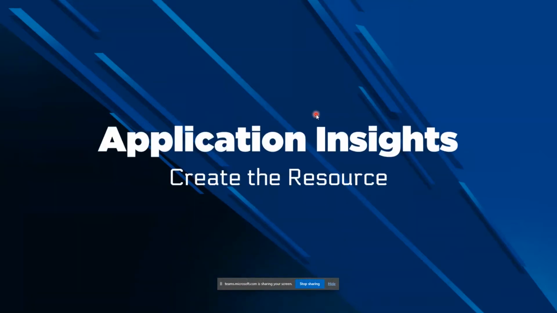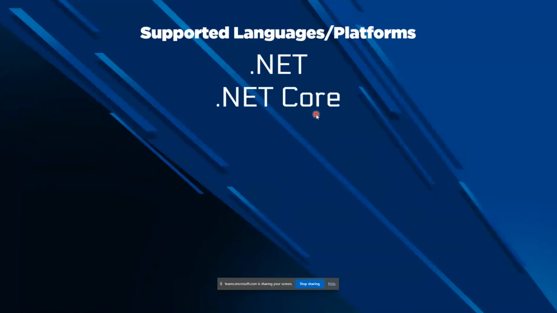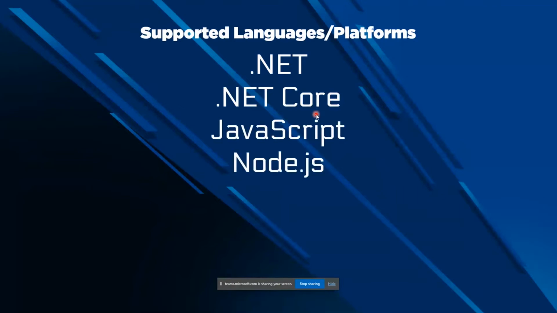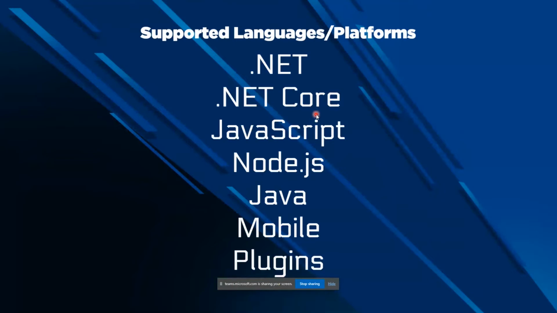So Application Insights, let's create a resource. Oh, why do I have that up there? It supports .NET, and that's .NET Framework. I actually really need to update the slides. It's .NET, .NET Core, and .NET Framework, all varieties of it. It supports JavaScript natively, as well as Node through NPM packages or Yarn packages. It supports Java, and it supports mobile. It has an iOS SDK as well as an Android SDK. Plus, there are also plugins for a lot of CMS applications.